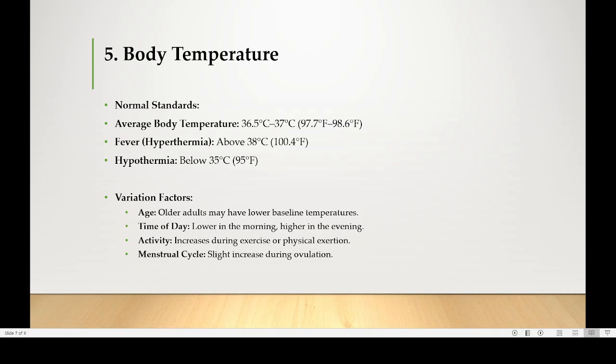Then when you are walking or doing some activity, then your body temperature will increase. Then a slight increase during the time of ovulation. That is also a physiological thing that is affecting your body. So these are the different variations which are affecting your body temperature. One is age, time of the day, activity, and menstrual cycle.